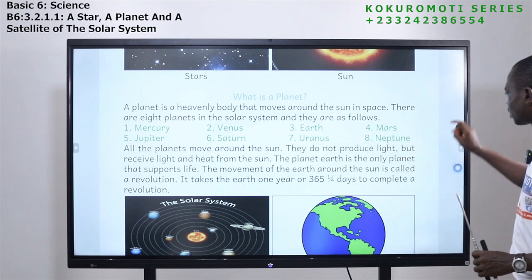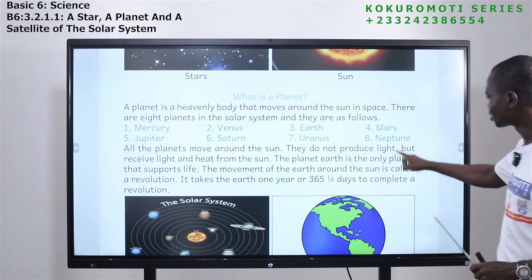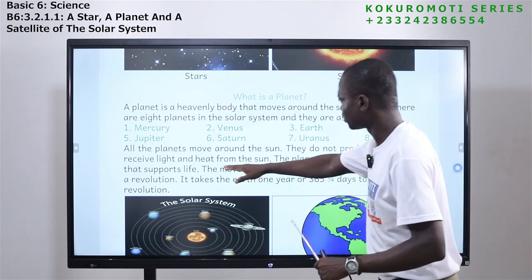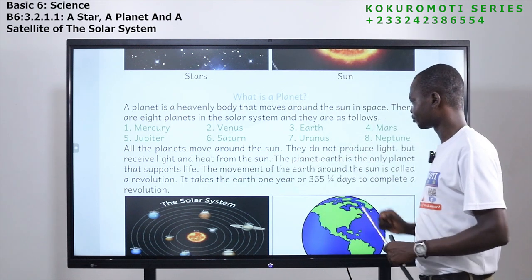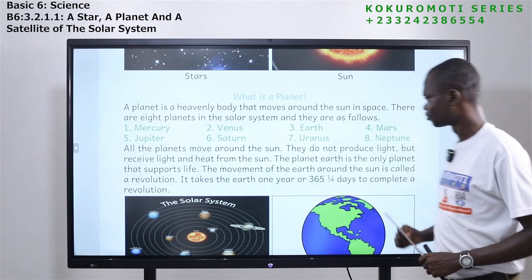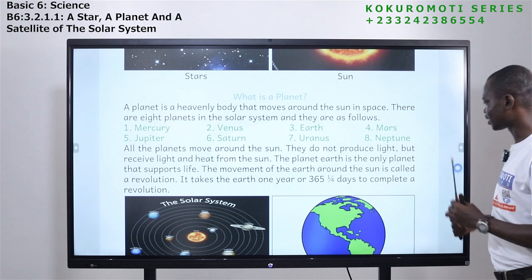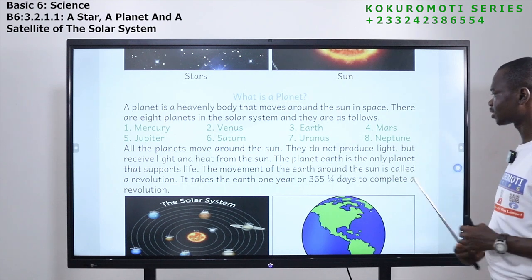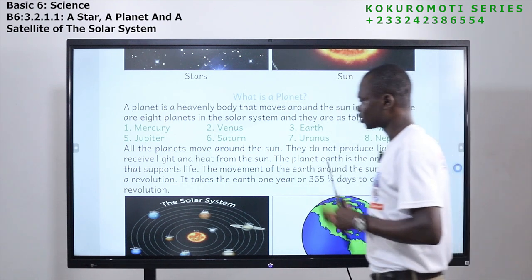All the planets move around the sun. They do not produce light, but they receive light and heat from the sun. The planet Earth is the only planet that supports life. The movement of the Earth around the sun is called revolution, and it takes 1 year to complete 1 revolution.